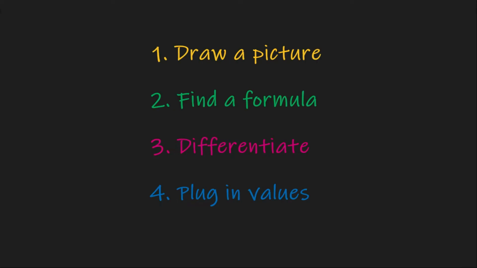The steps we're going to be taking when solving these problems: first, we draw a picture and label all of our values. Our second step is to find a formula using the values that we know. Our third step is to differentiate with respect to time, so differentiate the formula that we found. Then our fourth step is to plug in the values and solve for the unknown.